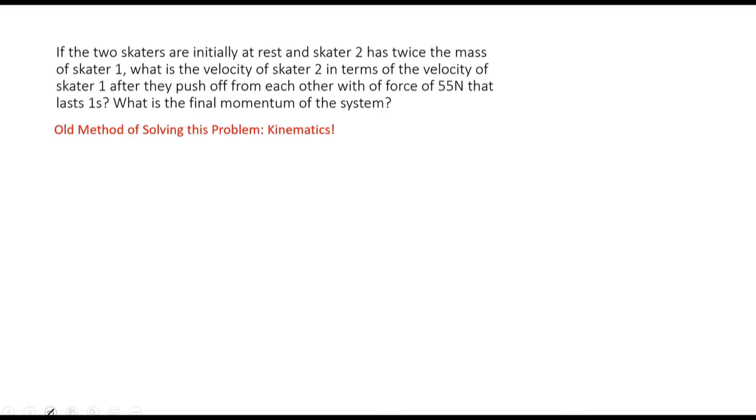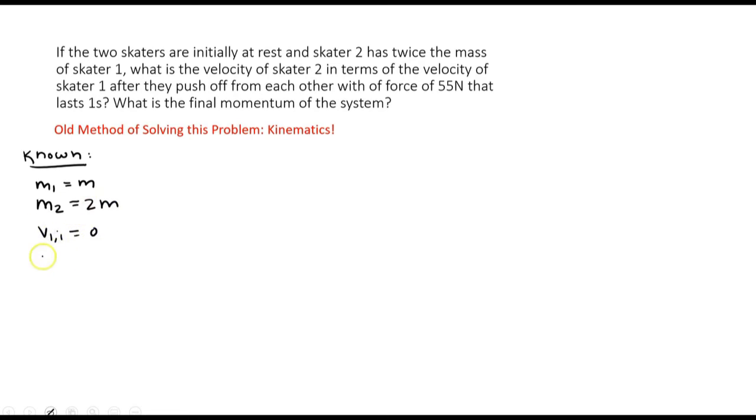So in this older method of solving, we will have to think about kinematics and also Newton's second law. So let's get started with our knowns here. First, skater 1 has mass m1, and let's just call that m, and then m2 is double m1, so that's going to be 2m.